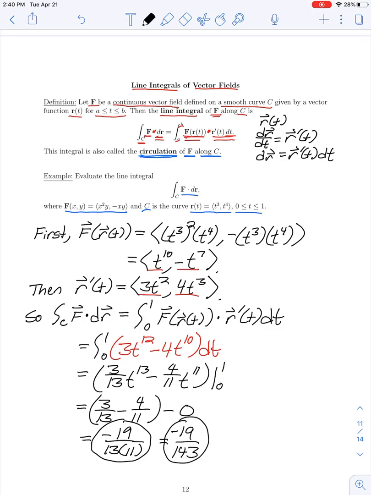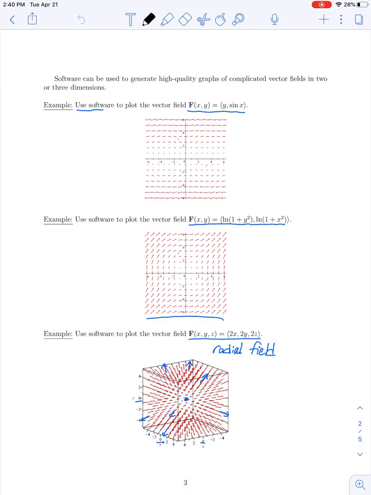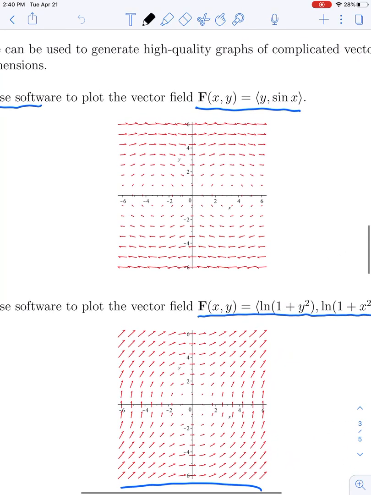So to think about this geometrically, let me go back to our previous section of notes, the section 6.1 material, where we were plotting some vector fields, and think about what a line integral might represent over a curve. So let's suppose that we were working with the vector field shown in this first example. The line integral of a vector field over a curve can be thought of as the following. So let's say that this was the plot of our vector field shown in red, this little direction field.